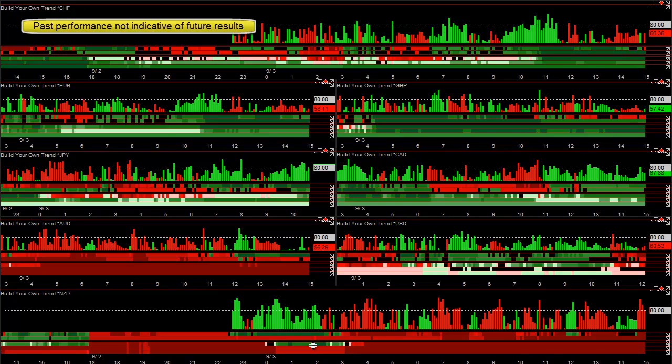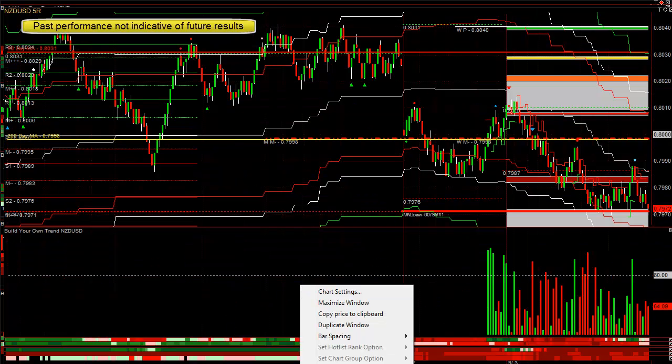So our 3-step easy Forex trading system is, number one, identify the currencies most likely to trend up or down. Weak New Zealand, strong dollar. Let's take a look at selling the New Zealand dollar.